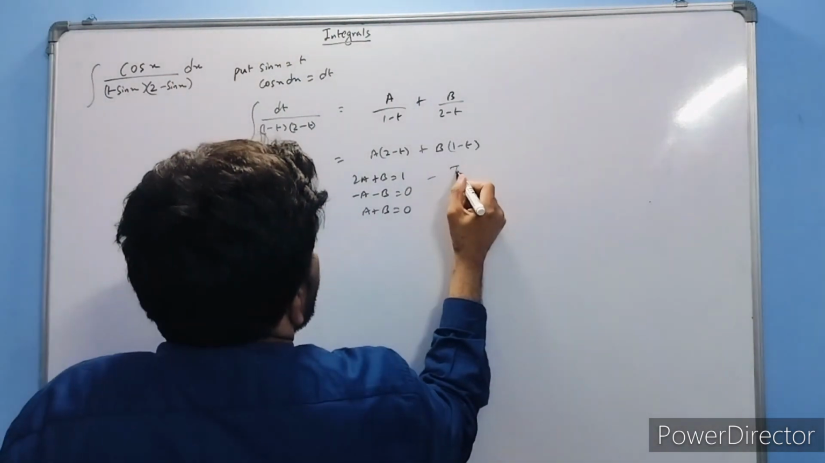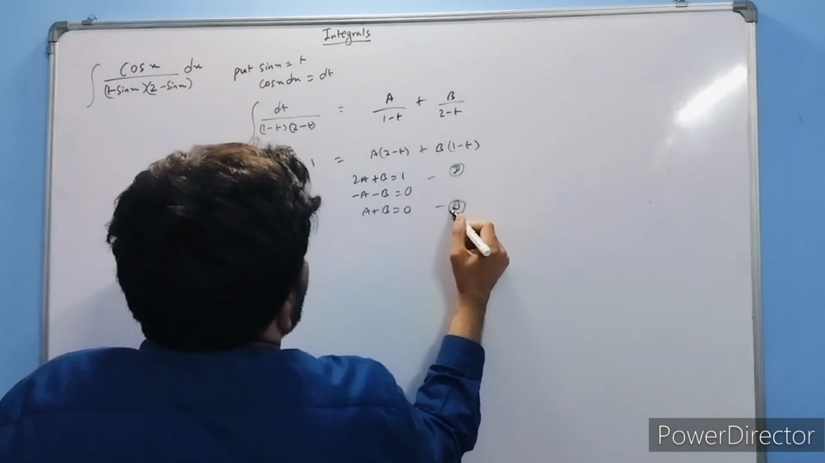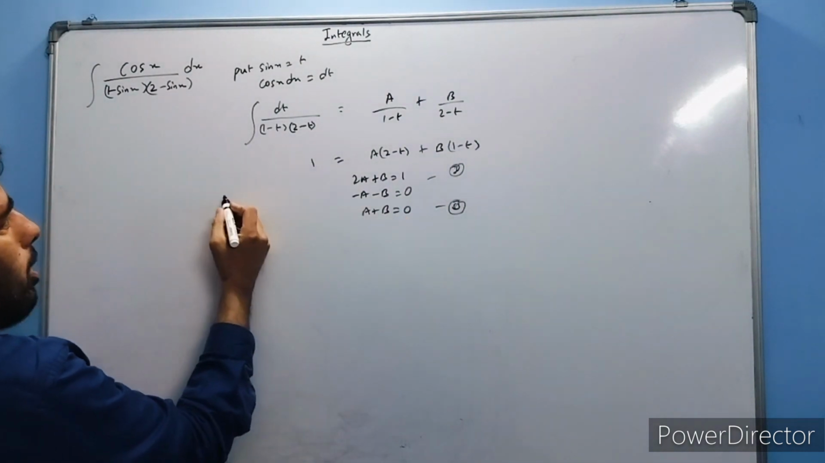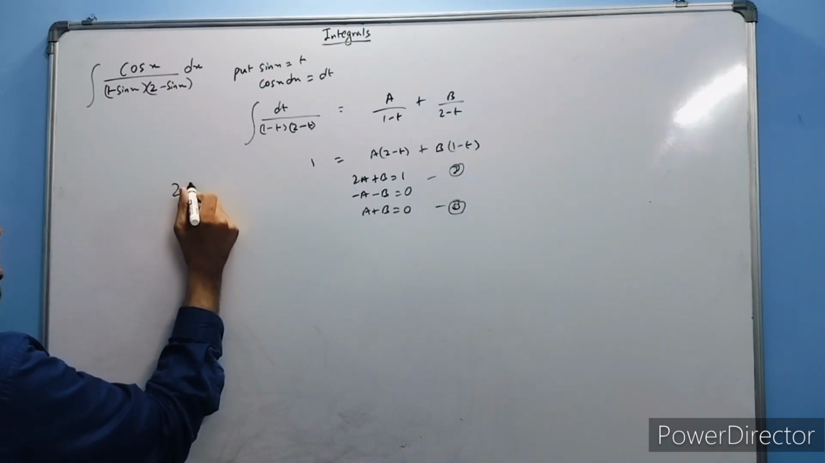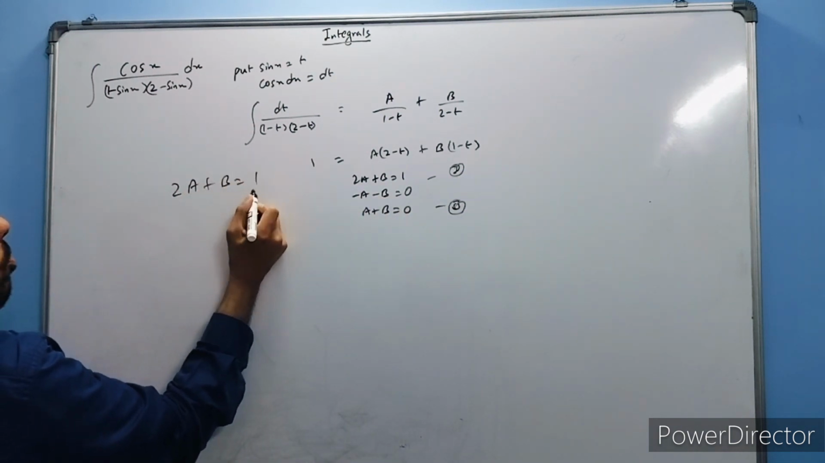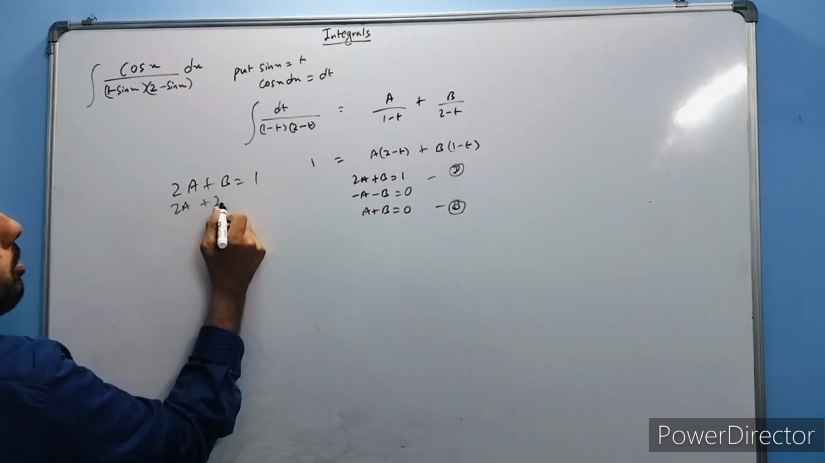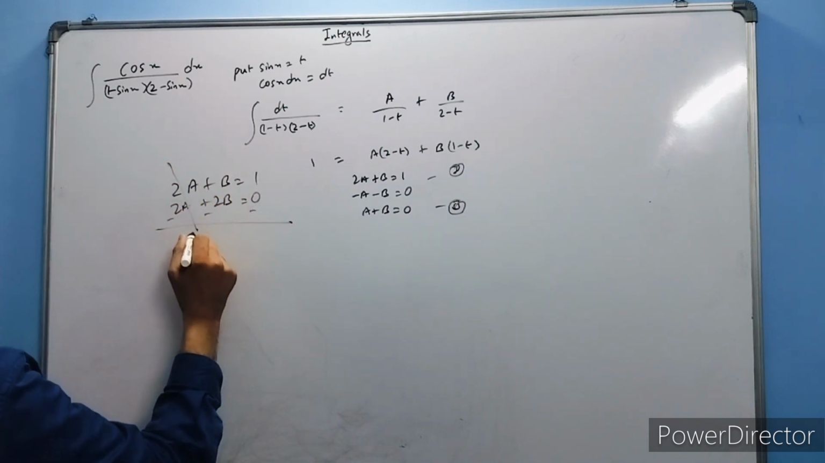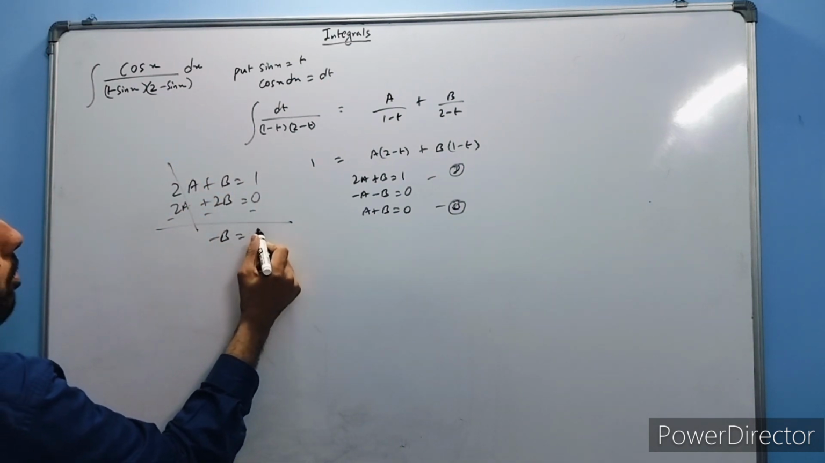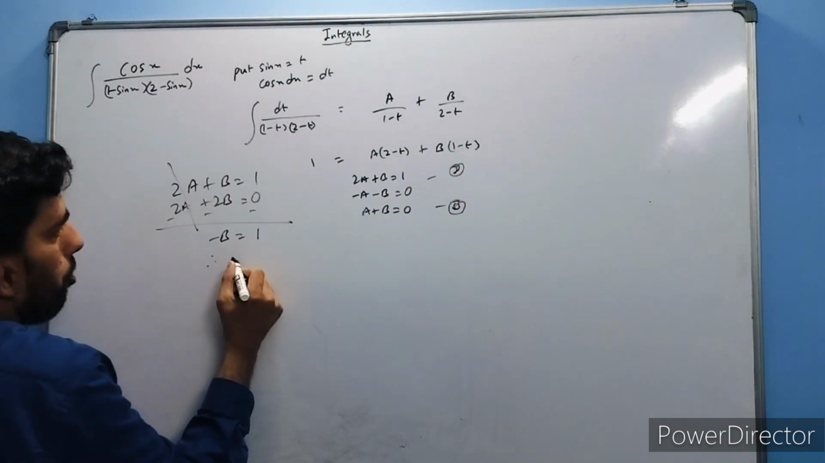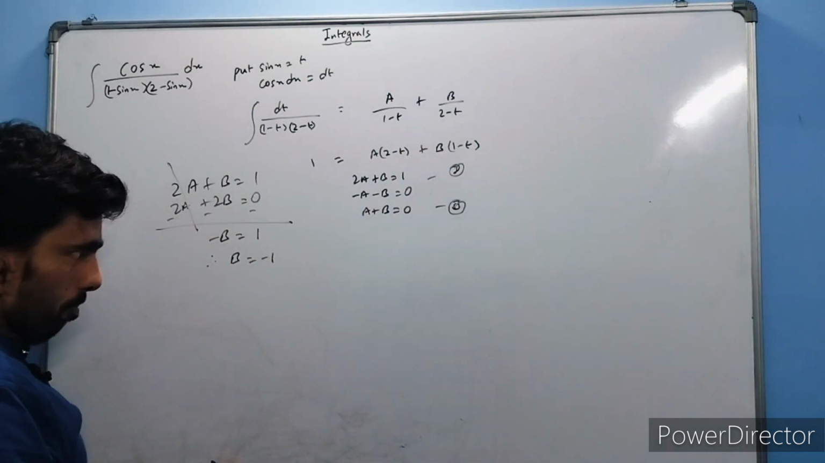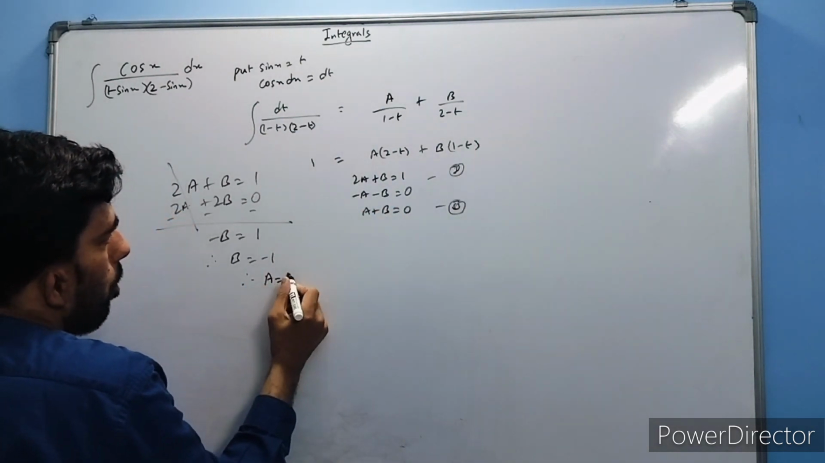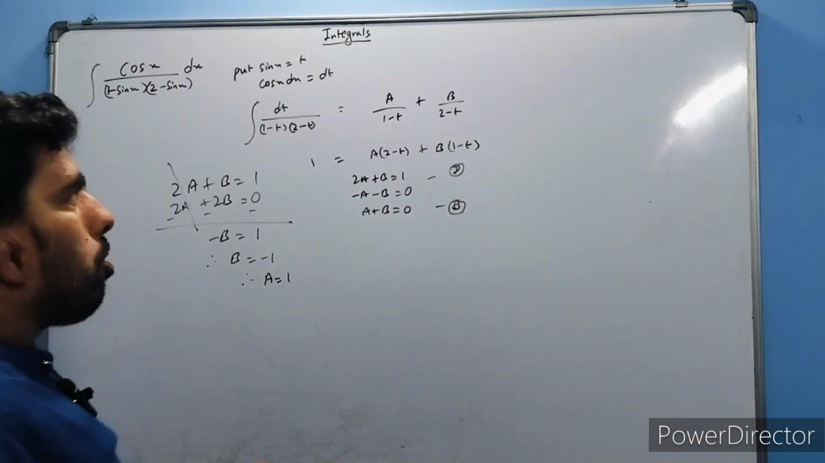Okay, so now I got the first equation and the second equation. Now let us try to solve. We can multiply the second equation by 2. So I got here 2a plus b is equal to 1 and 2a plus 2b is equal to 0. Now subtracting, I got minus b is equal to 1. So therefore I got the value of b is equal to minus 1. I can put this in a plus b is equal to 0, a minus 1 is equal to 0, so therefore a is equal to 1. Okay, so now I found the values of both a and b.